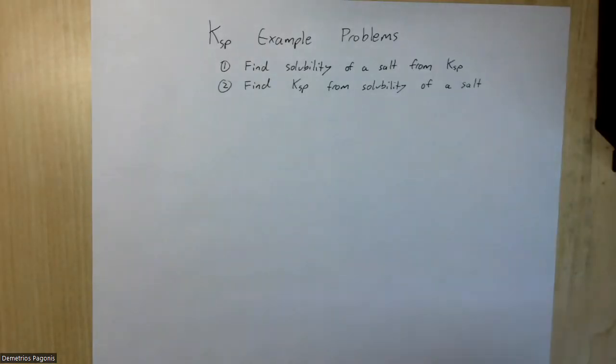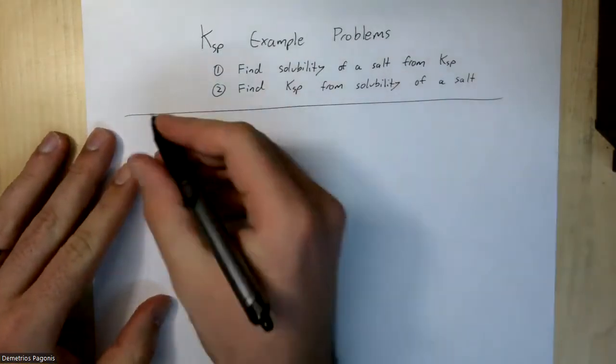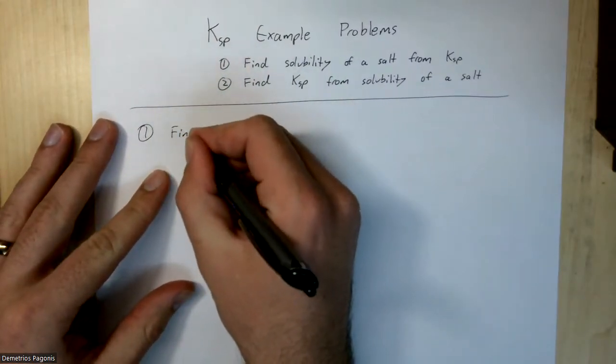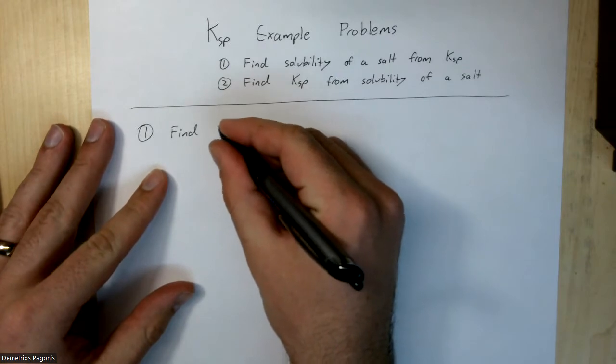Hello, everyone. Here are some example problems finding the solubility of a salt from its solubility product, Ksp, and how to find Ksp if you're given the solubility of a salt. So for one, we're going to find the solubility of lead chloride.